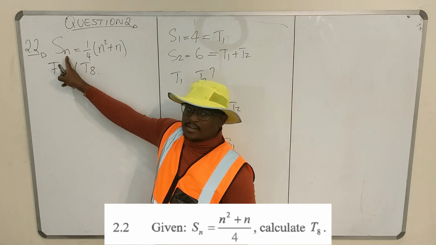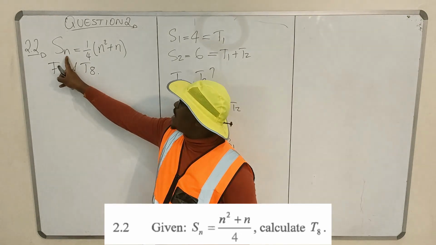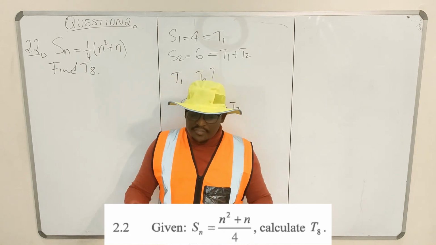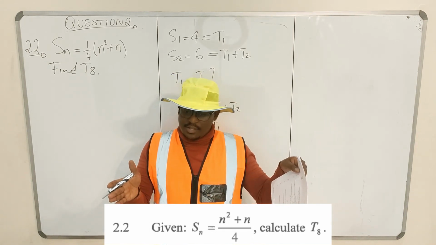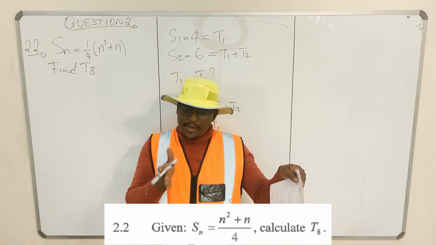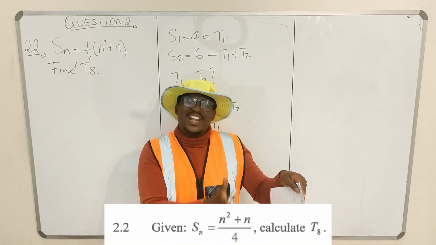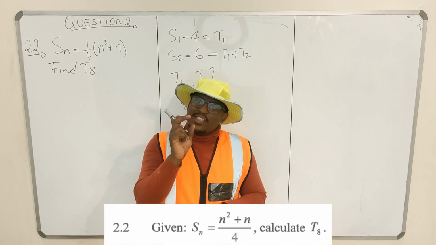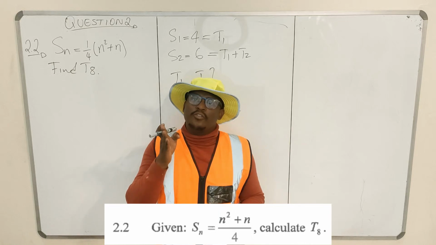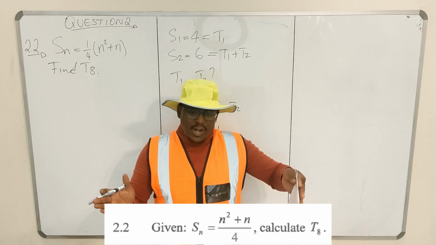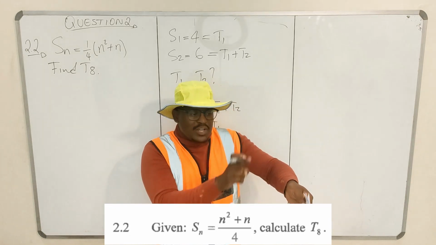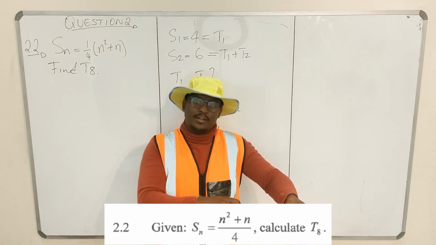You are given Sn, right? So now they say find term number 8. What you can do is find the sum of 8 terms, right? Those are the terms that add from term 1, term 2, term 3, term 4, term 5, term 6, term 7, and term 8. From that value of the sum of 8 terms, subtract the value of the sum of 7 terms. The sum of 7 terms is everything else excluding the last one, the 8th one.